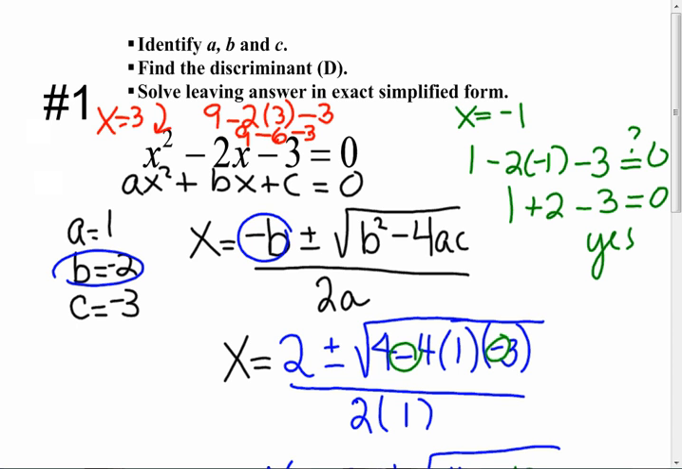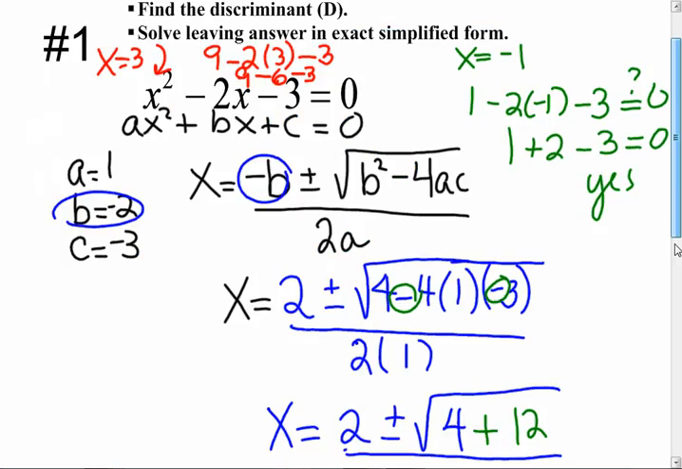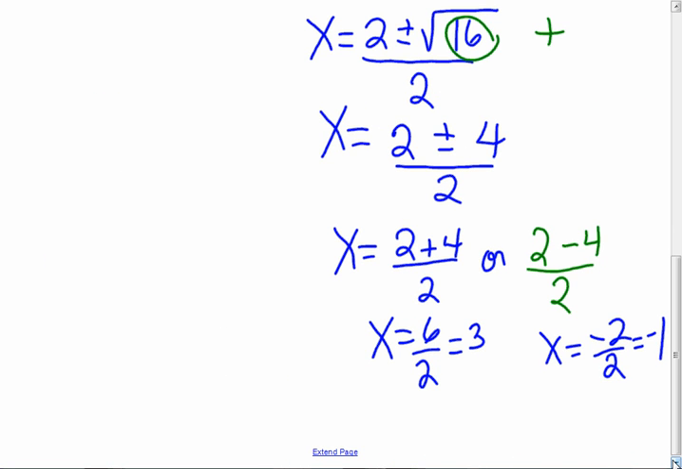Okay. When we solve this, we got 3 and we got negative 1. Because this is negative 2 divided by 2. This is 2 minus 4, not 4 minus 2. A negative 2, positive 2, negative 1. What's positive 3? It's 2 plus 4. Different problem. Okay.